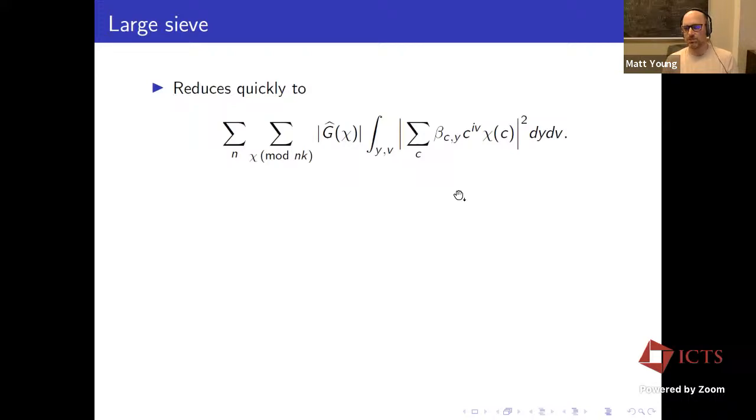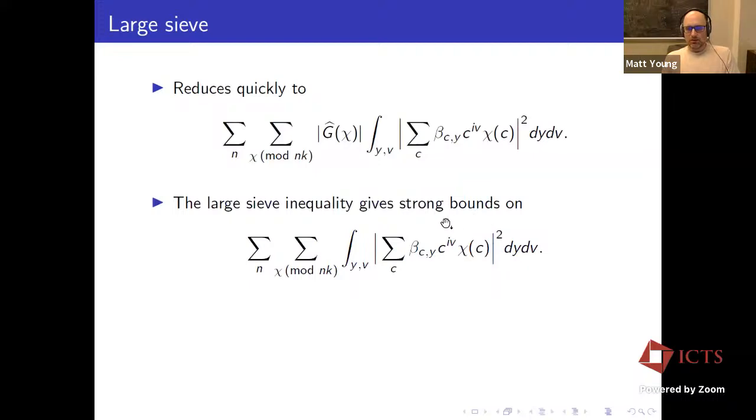So if you just use this finite Fourier analysis, you're going to end up with something that looks like this. You have a sum over n, that's your moduli, you have a sum over characters mod nk, you have this Kloosterman sum, and then you have this bilinear form or bilinear expression. If we didn't have this twisted Kloosterman sum, then this is perfectly set up to apply the large sieve inequality. We have good bounds on this.